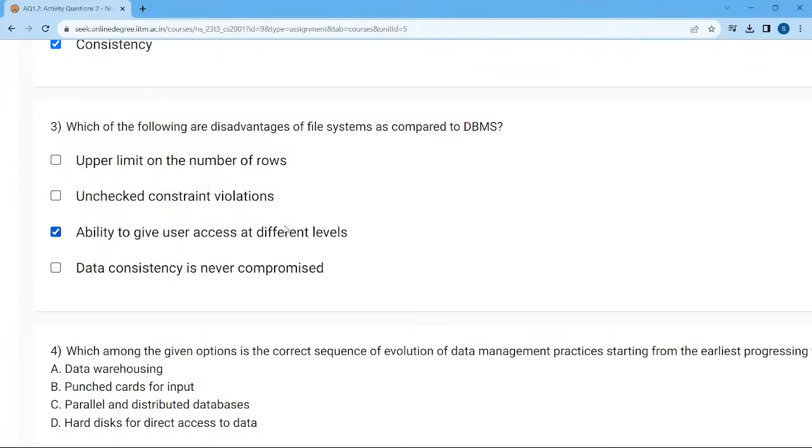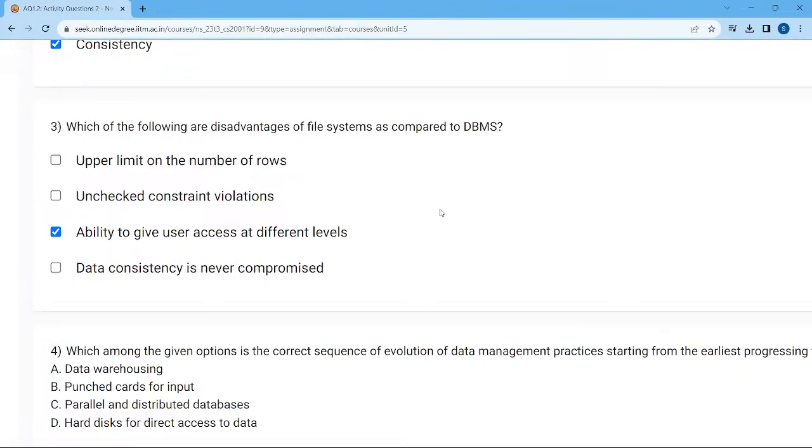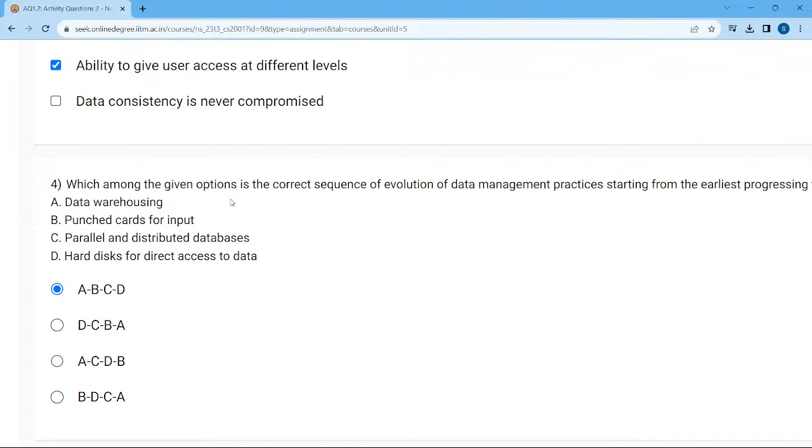This one is right. The constraint one, I guess, means no means to check constraints, right? Unchecked constraint violations. Okay, I think this much was done. Which among the given options is the correct option?